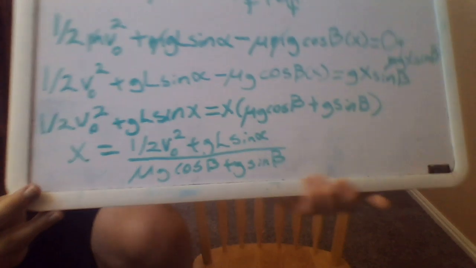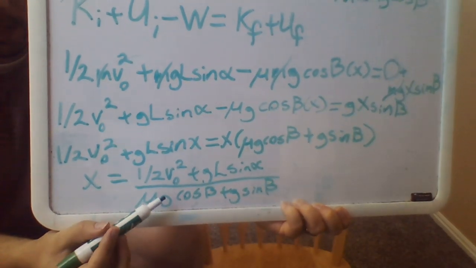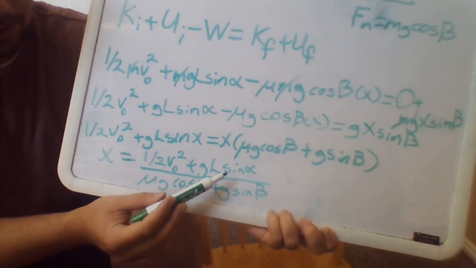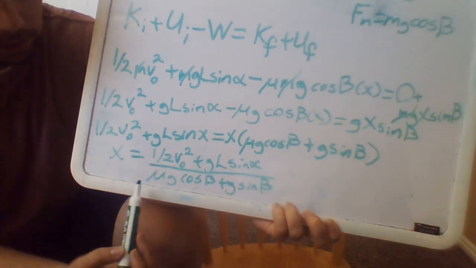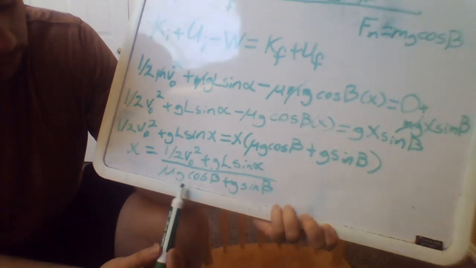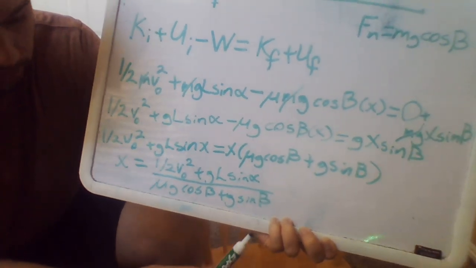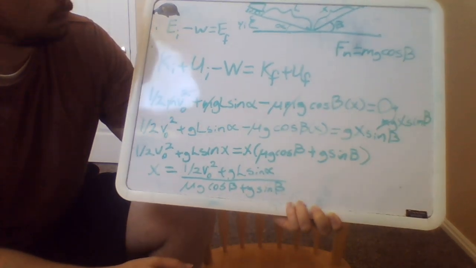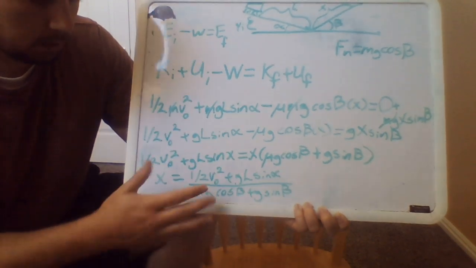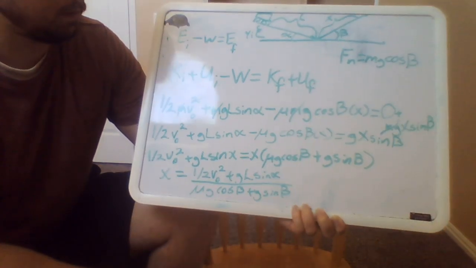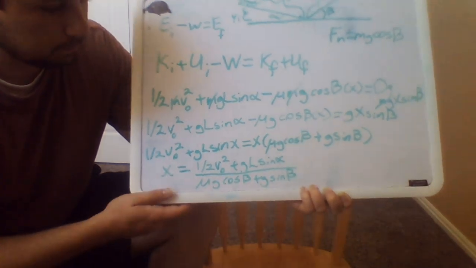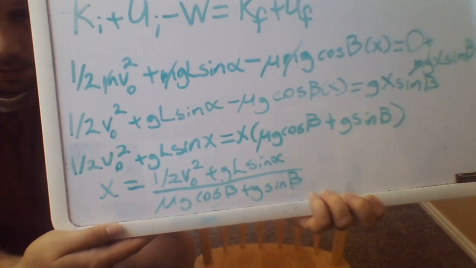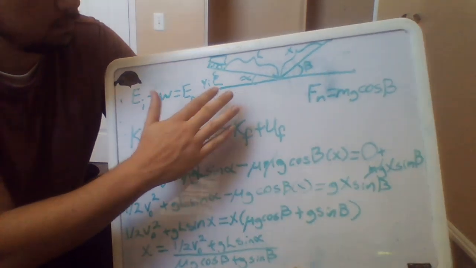Okay, here's the final result. We have x equals 1/2 v sub 0 squared plus g L sine alpha, all divided by mu g cosine beta plus g sine beta. And if we were given numbers for all these different variables, then we'd be able to just plug into this equation, and that would give us the distance the truck would travel across that. Hopefully you can see that fairly well. And that's all from this whole diagram we're given.